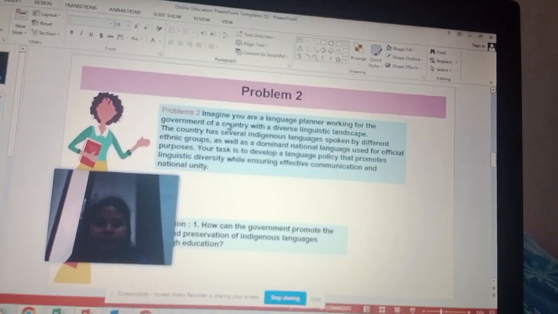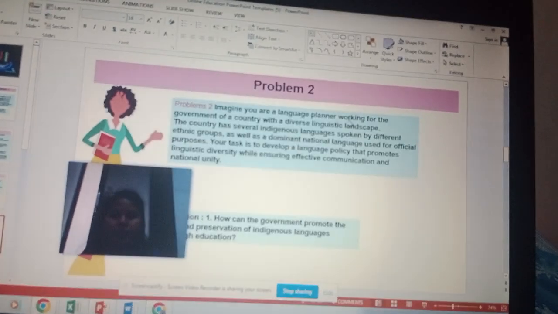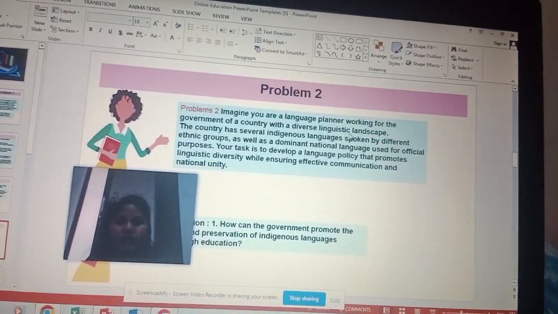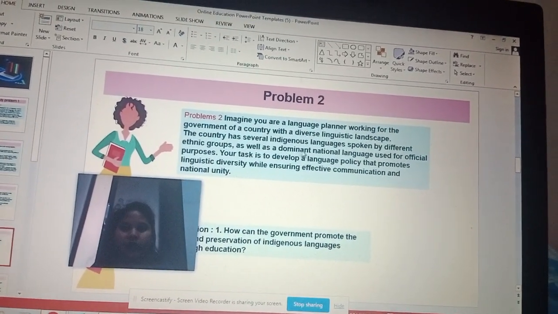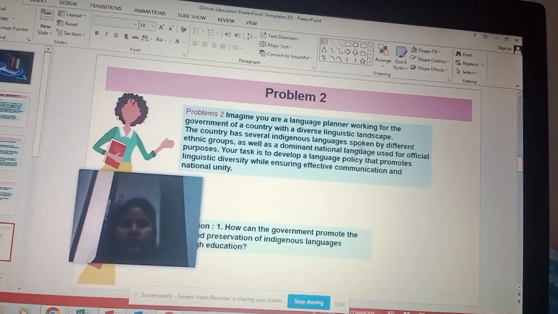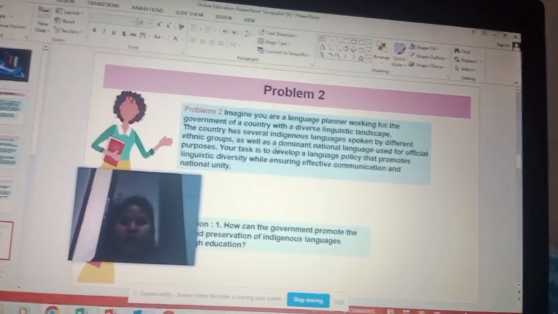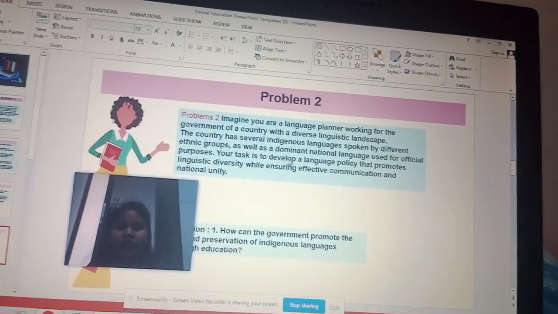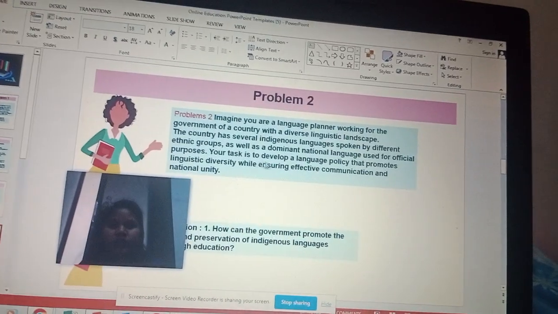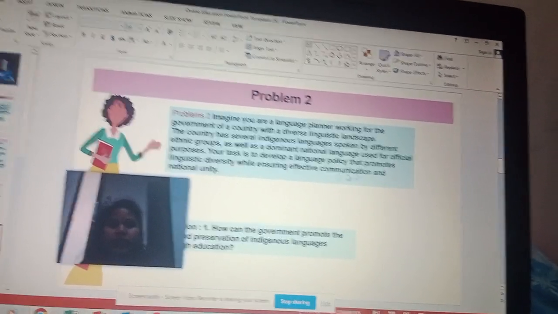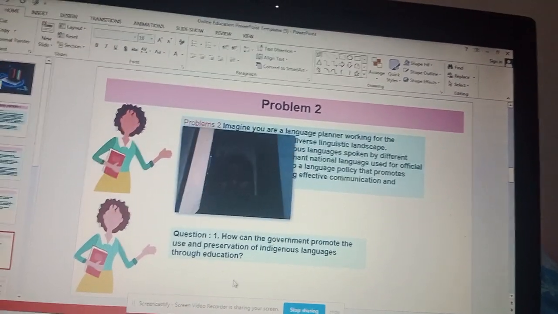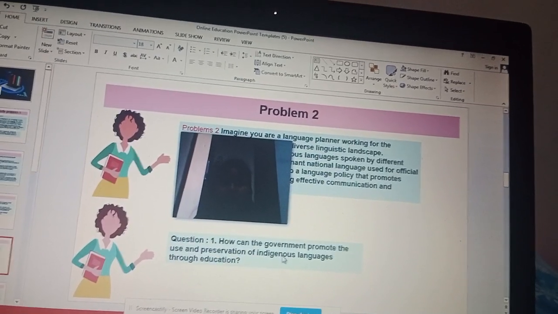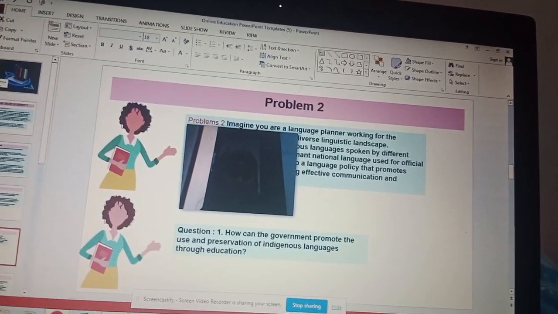Problem 2. Imagine you are a language planner working for the government of a country with a dispersed linguistic landscape. The country has several indigenous languages spoken by different ethnic groups, as well as a dominant national language for official purposes. Your task is to develop a language policy that promotes linguistic diversity while ensuring effective communication and national unity. Question number 1. How can the government promote the use and perception of indigenous languages through education?